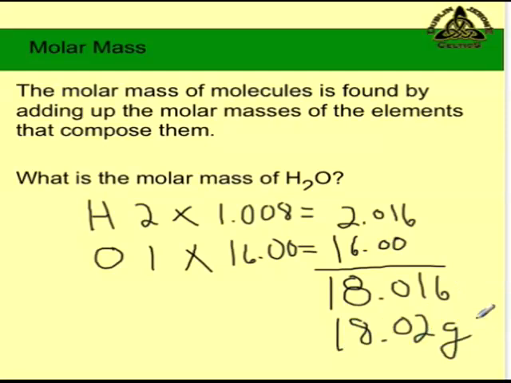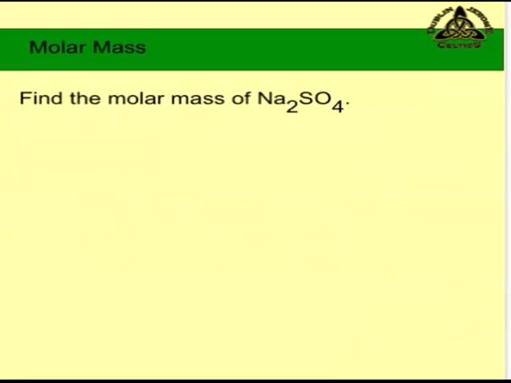If you have 18.02 grams of water, you have 1 mole of water. And you would have 6.023 times 10 to the 23rd molecules of water. Let's find the molar mass of Na2SO4. Let's list the atoms. We have Na, we have S, and we have O. In Na2SO4, there are 2 Nas, there is 1 S, and there are 4 O's.